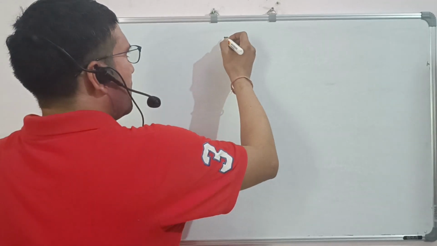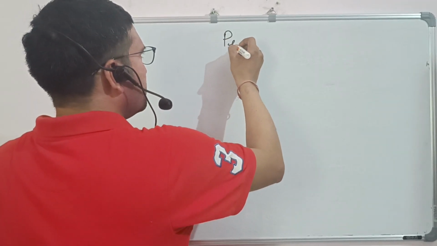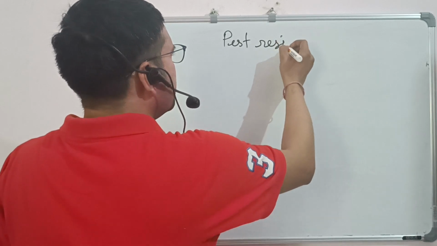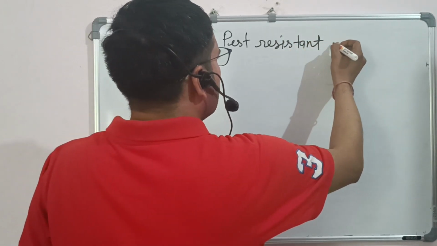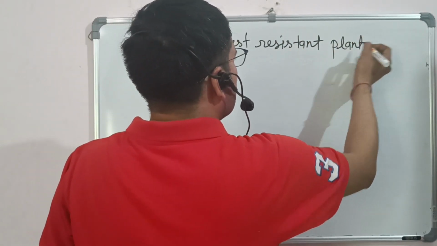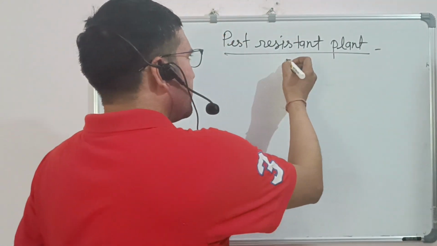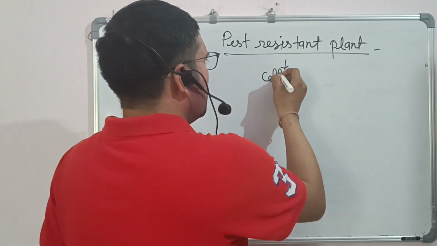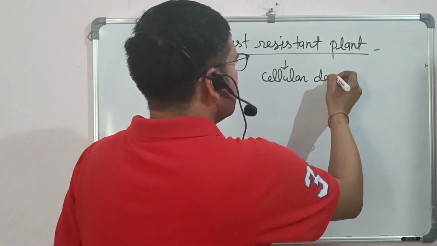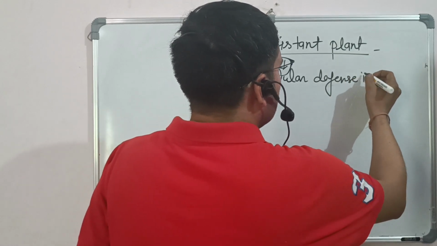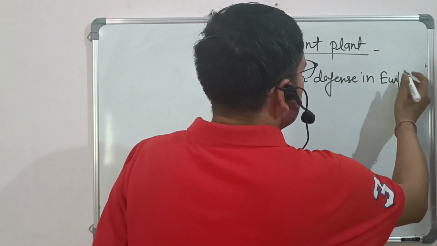Hello students, now we are talking about how the pest resistant plant is produced. Means how to produce pest resistant plant. How to provide the cellular defense, cellular defense in eukaryotes.